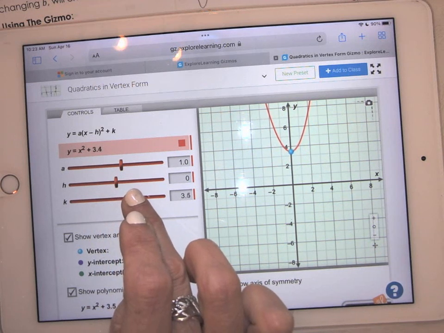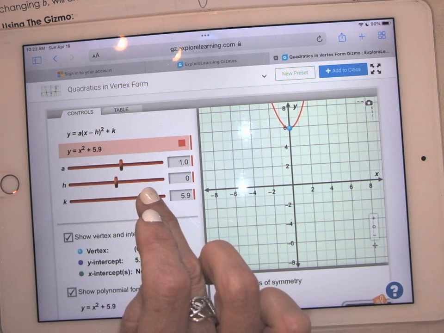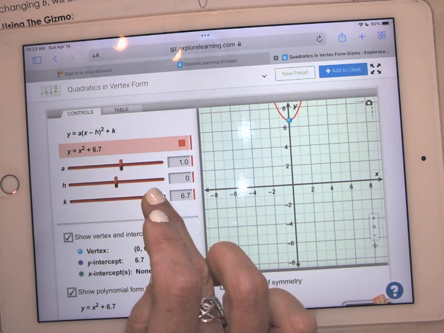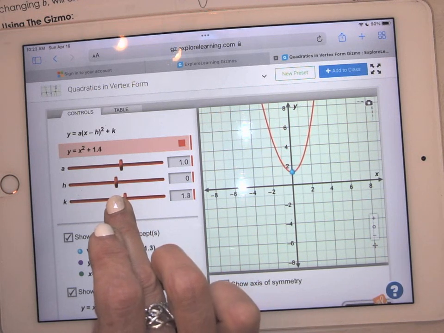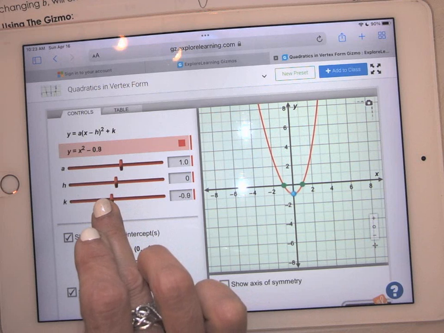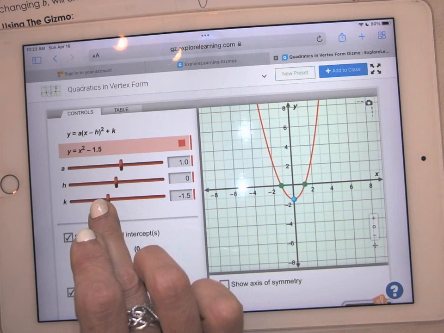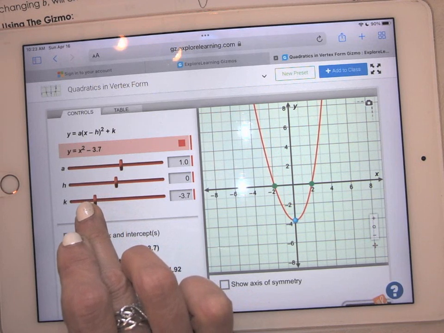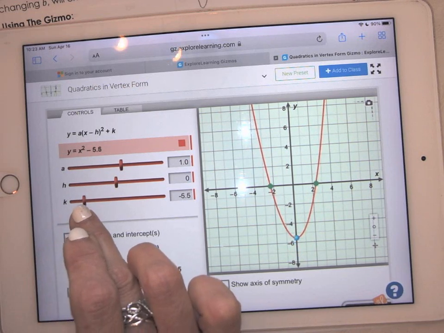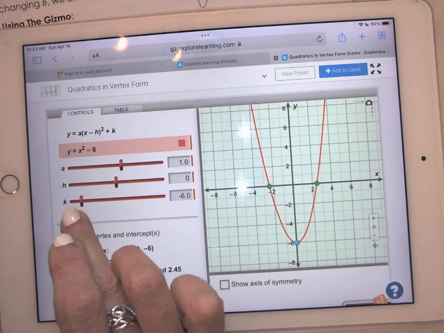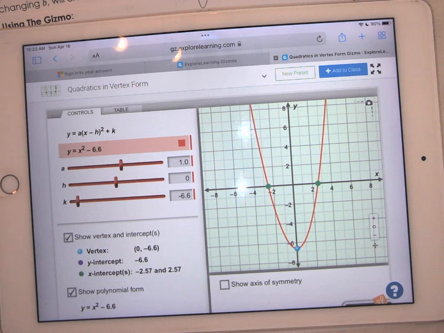It's just moving up if K is positive. It's just moving the vertex up. And then still staying the same shape, even though you can see more of it. And then as soon as K becomes negative, I'm moving my vertex downwards. Moving my vertex downwards. Okay, so that's what K does.